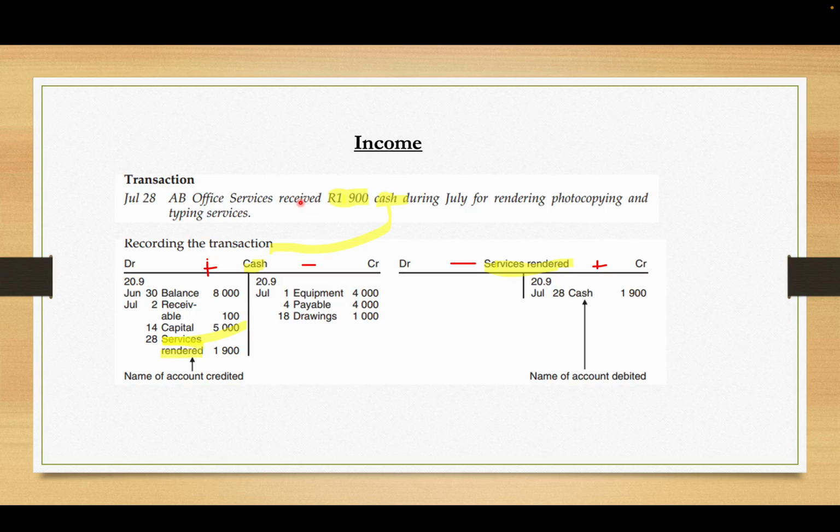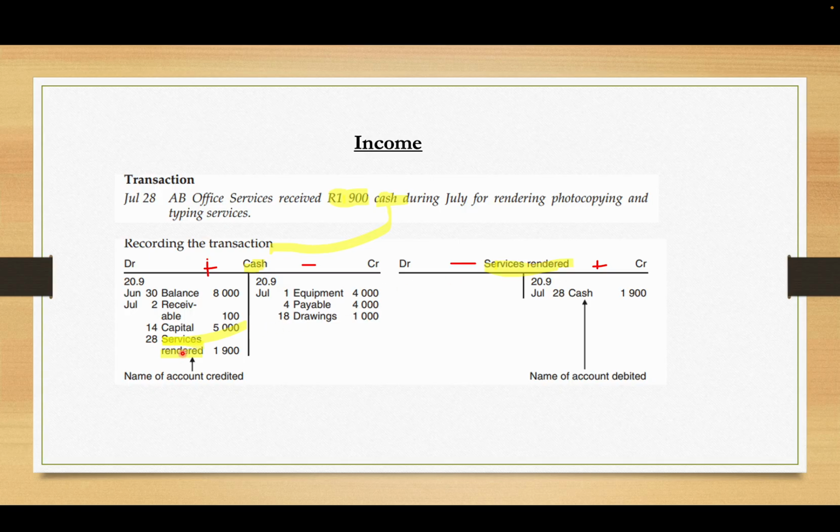In this situation, we received 1.9, so our business bank account is growing, it increases by 1.9. That's why it's a plus. It's the plus side, the debit side, because we're increasing the money. Services rendered is an income account. Income increases on the right hand side, the credit side, and decreases on the left hand side. So this will increase by 1.9.